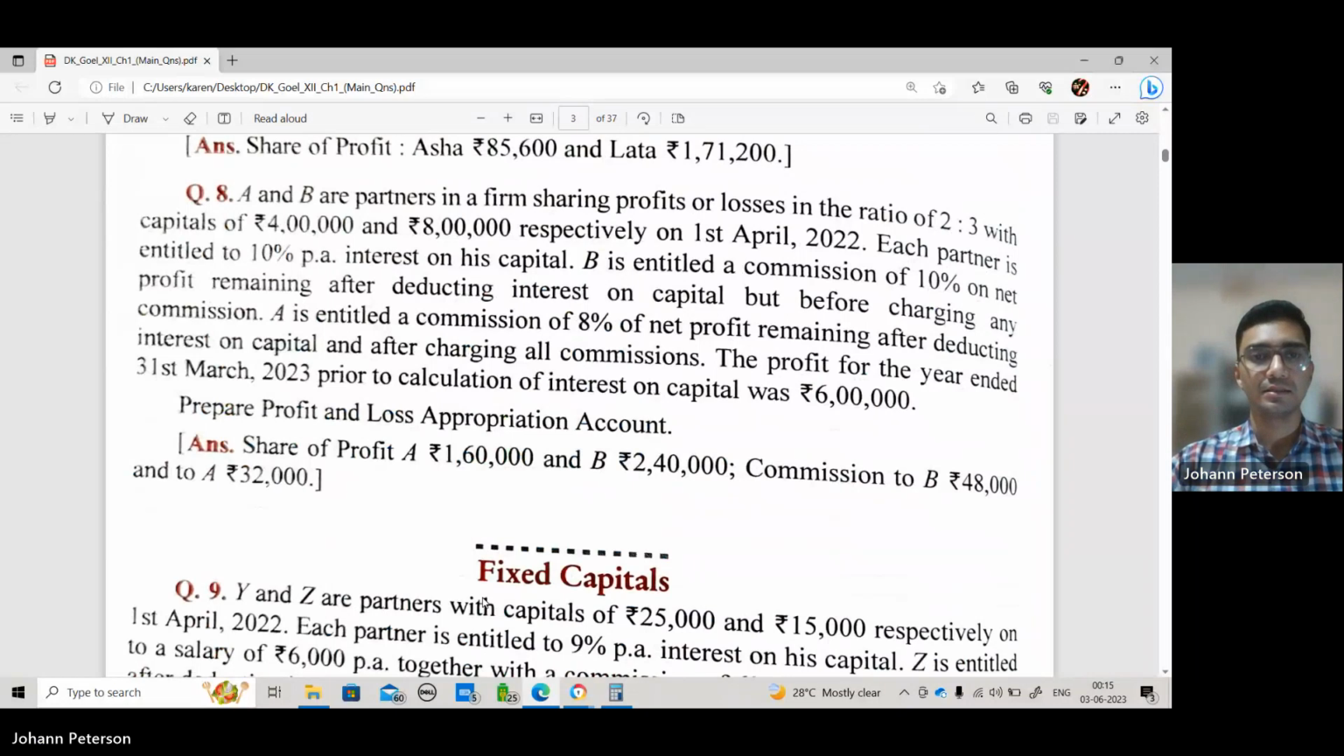Each partner is entitled to 10% per annum interest on his capital. B is entitled to a commission of 10% on the net profit remaining after deducting interest on capital but before charging any commission. He is entitled to a commission of 8% of the net profit remaining after deducting interest on capital and after charging all commissions. The profit for the year ended 31st March 2023 prior to the calculation of interest on capital was 6 lakh. Prepare P&L appropriation account. So again, this is a little different question.